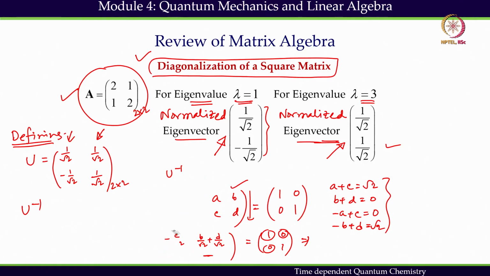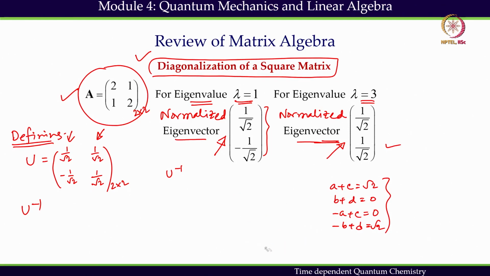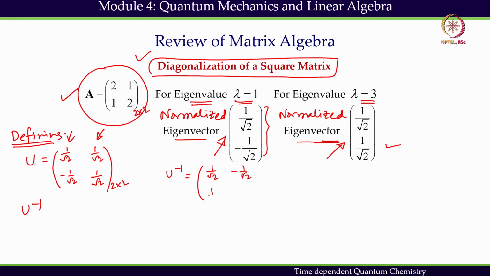I have shown the procedure already. So, I will write down the final form of the U inverse which we will get. The final form of the U inverse would be 1 by square root of 2, minus 1 by square root of 2, 1 by square root of 2, and then plus 1 by square root of 2. So, this is going to be the U inverse.